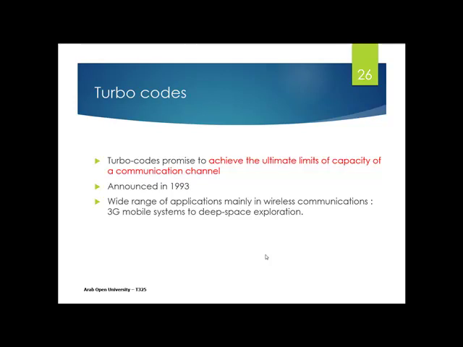And this is used in a wide range of applications, mainly in wireless communication, ranging from 3G mobile systems to deep space exploration.